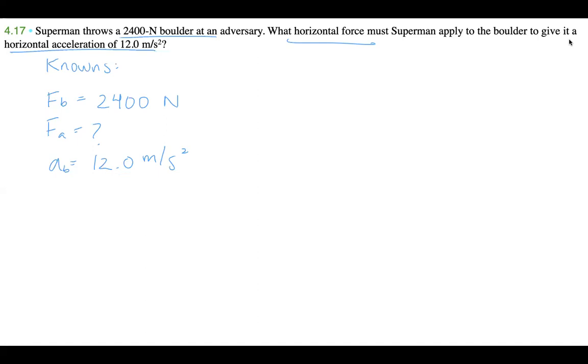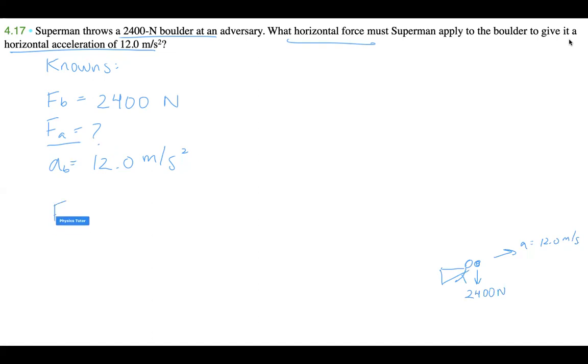Okay. So now let us draw this out. So just some dude flying in the air, some cape. And he has this boulder, and the weight of this boulder is 2,400 newtons. And he wants to throw this so that the acceleration is equal to 12.0 meters per second squared. Well, really, what we're looking for is the horizontal force, right?